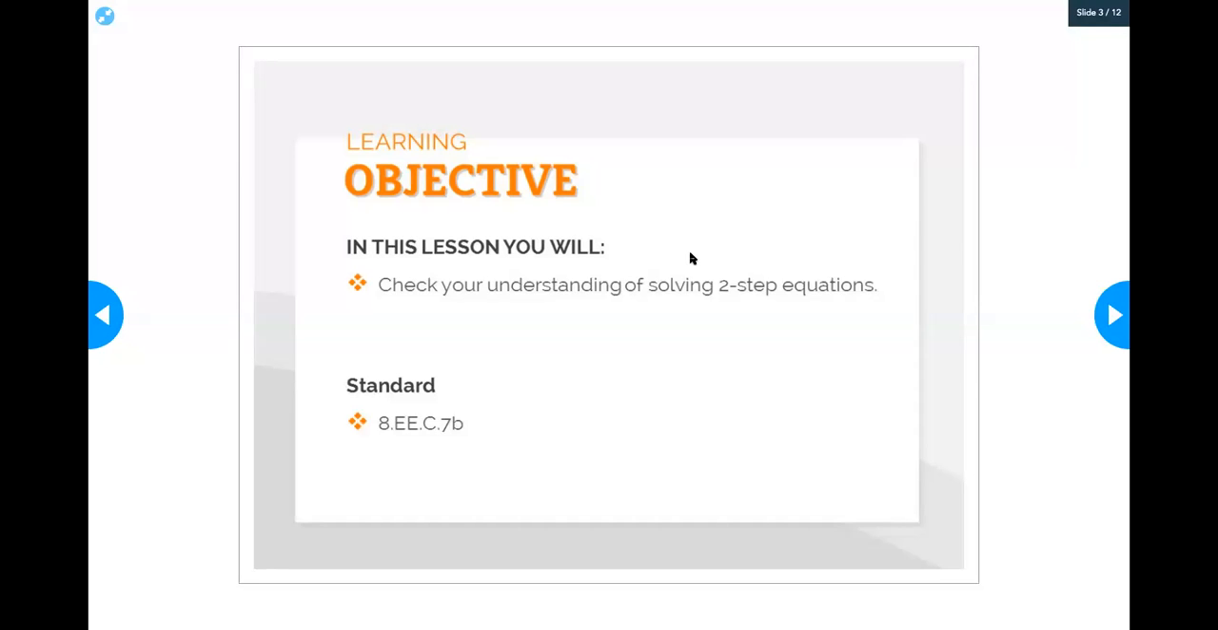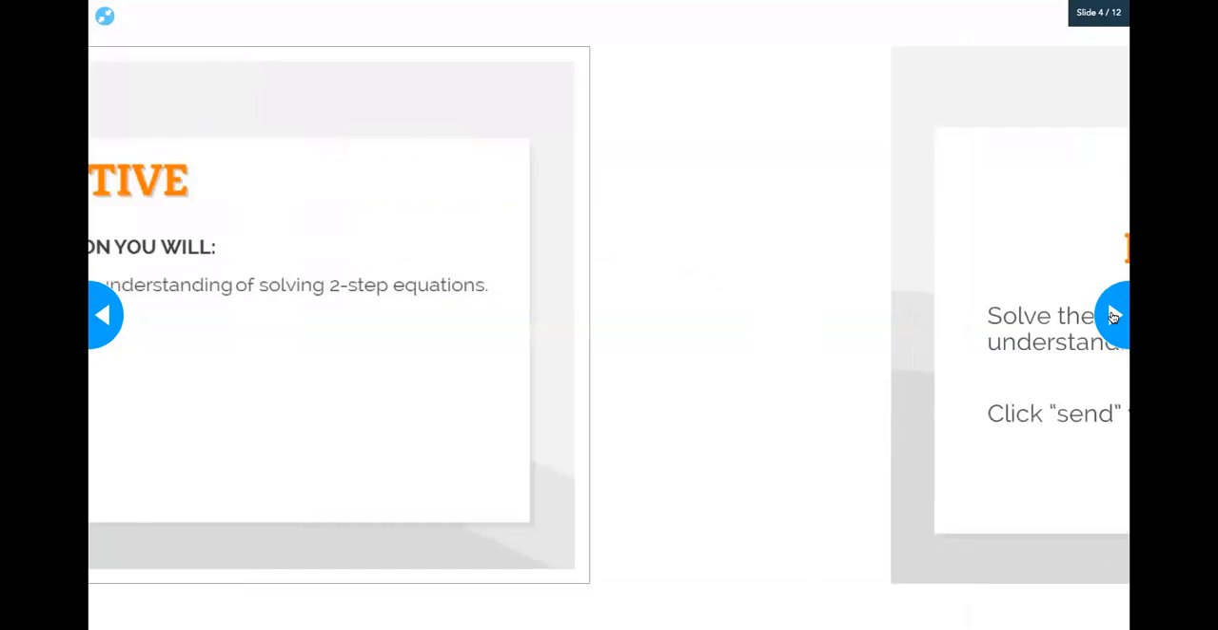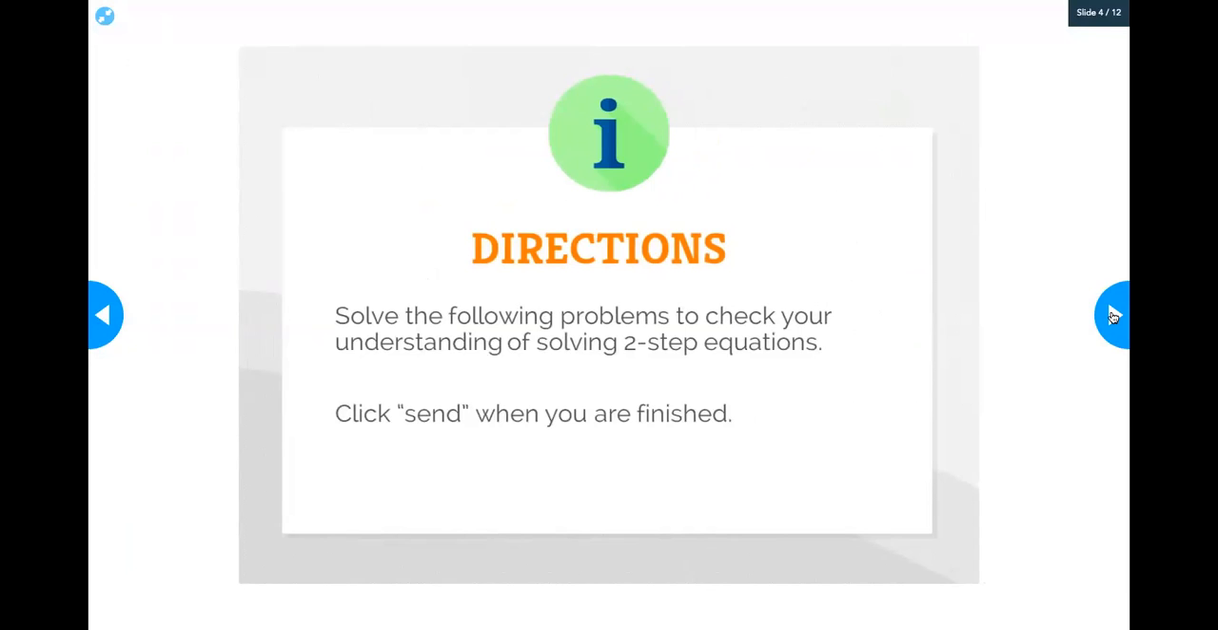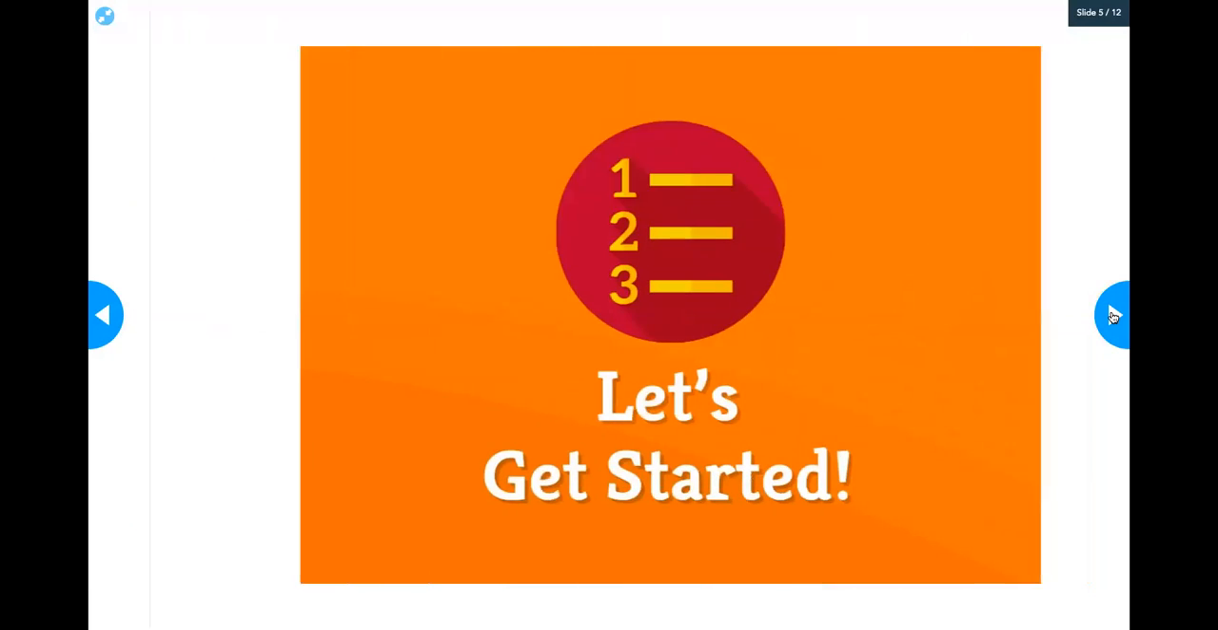So today I want to check our understanding of solving two-step equations. So we want to use the following problems to check our understanding of two-step equations.